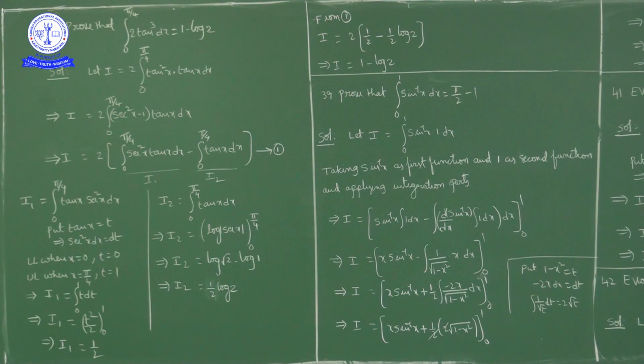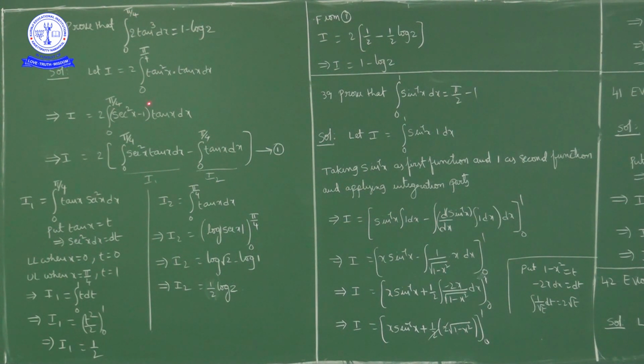So from the first step, what do we have? I is equal to 2 into I1 minus I2. So 2 into I1, which is 1 by 2, minus I2, which is 1 by 2 log 2. Now here, 2 or else you take the LCM. So we have 1 minus log 2 upon 2, and the 2s cancel. So we get the final answer: I is equal to 1 minus log 2. That is what we have to prove. Now the question is to prove that integral 0 to pi by 4 of 2 tan cube x is equal to 1 minus log 2.